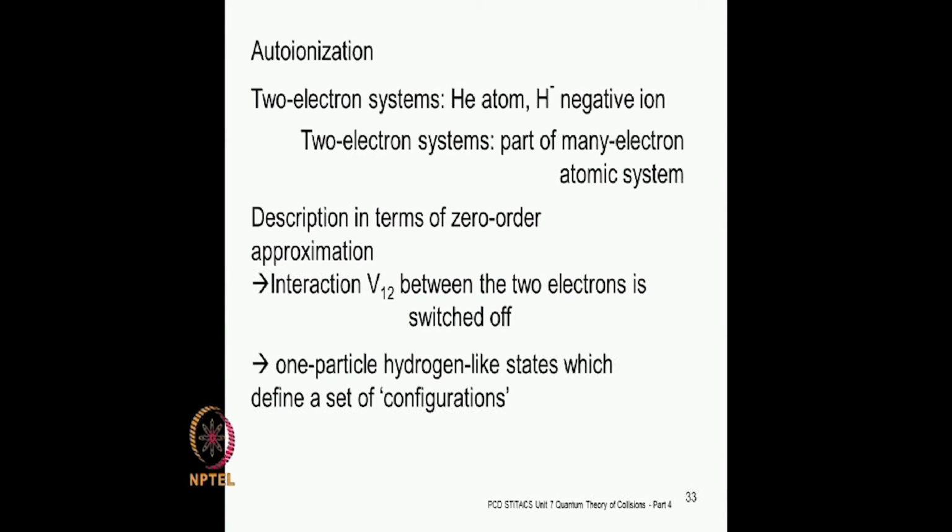So, we will have one particle hydrogen like states which will define different configurations. I will give examples of some of these, and the actual state will really be a configuration interaction, which means that if the atomic system is described by a superposition of 2 configurations, one in which you have one set of hydrogenic quantum numbers, the other in which you have a different set of hydrogenic quantum numbers, then obviously you are conceding that the hydrogenic quantum numbers are not good quantum numbers, because the state is described by a superposition of these 2.